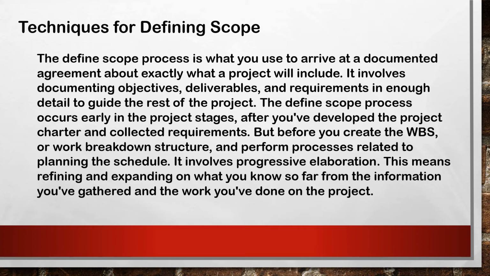The define scope process occurs early in the project, after you have developed the project charter and collected requirements, before you create the WBS or work breakdown structure and other processes related to planning the schedule. It involves progressive elaboration. This means refining and expanding on the information you have gathered and the work you have done in the project.